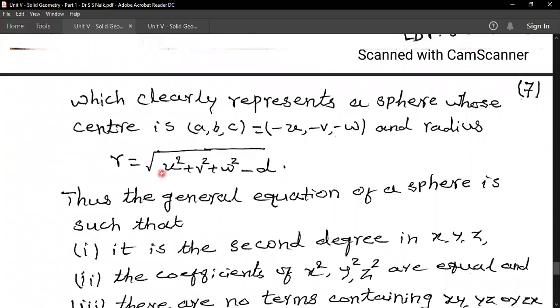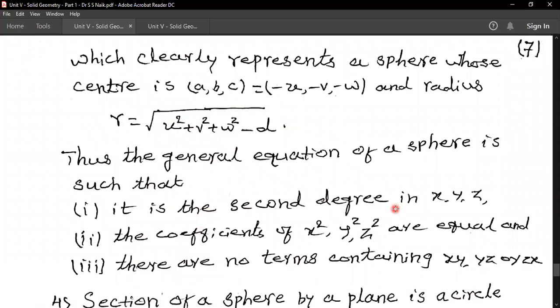So therefore, R is equal to the square root of u square plus v square plus w square minus d. Thus, the general equation of a sphere is of the second degree in x, y, z, because you have x square plus y square plus z square plus 2ux plus 2vy plus 2wz plus d equal to 0. It is a second degree in x, y, z.